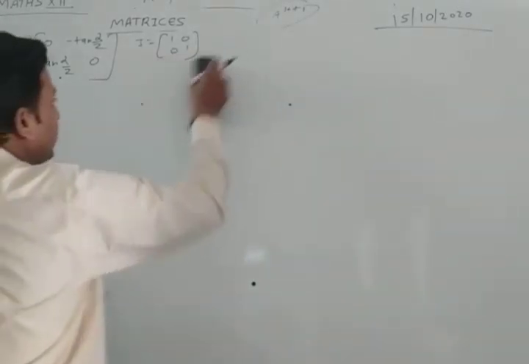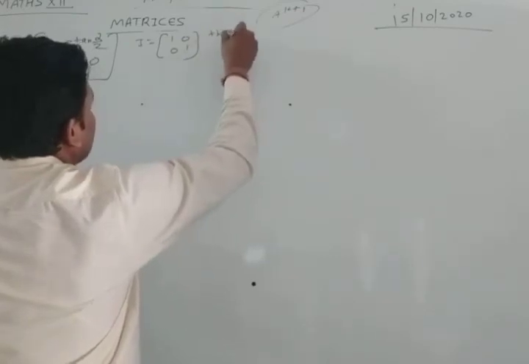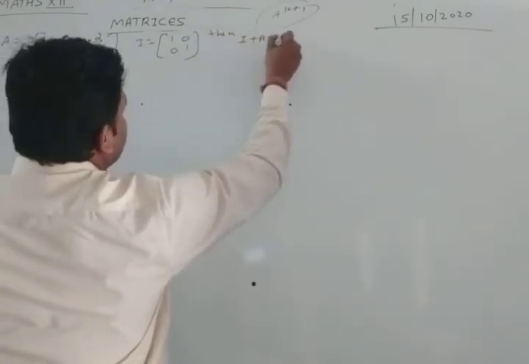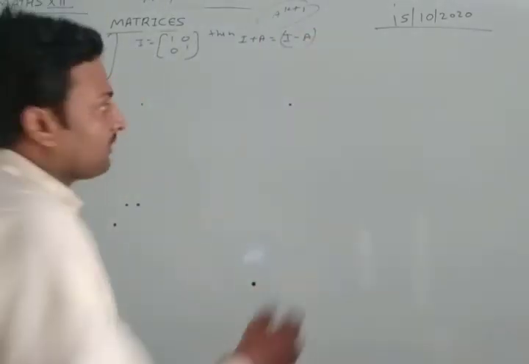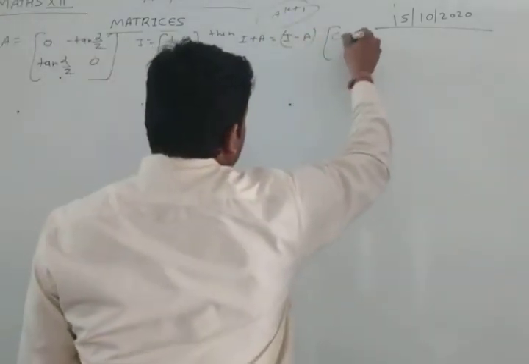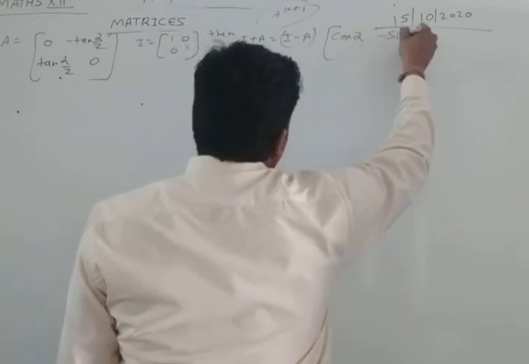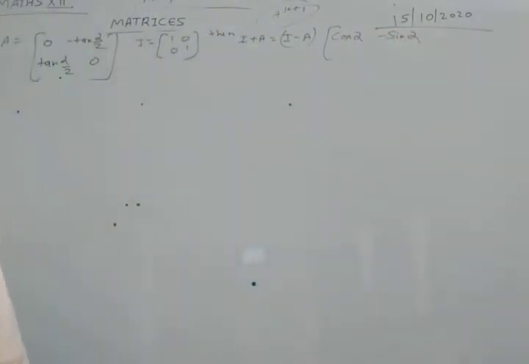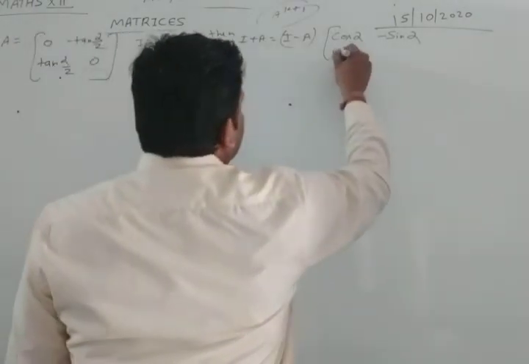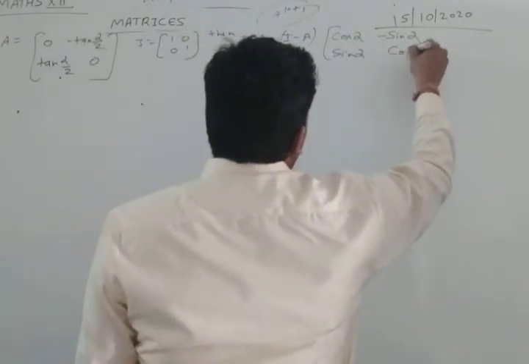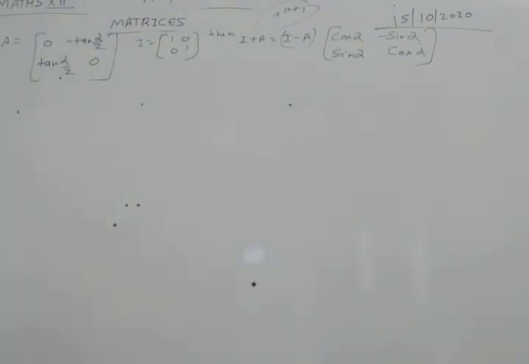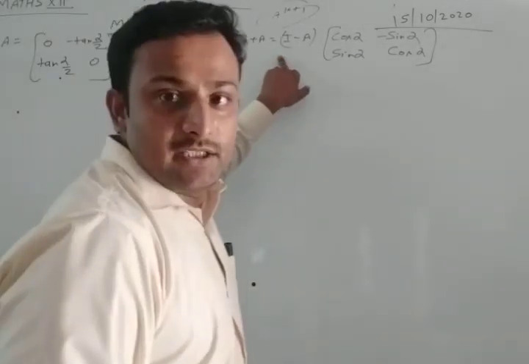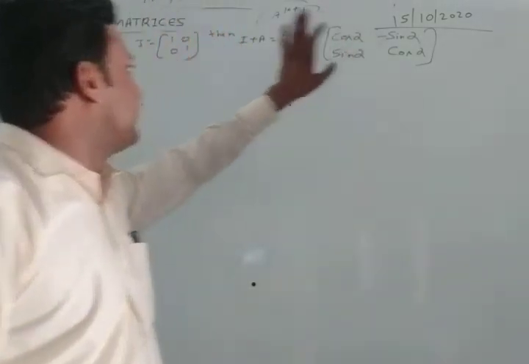Then we have to prove that I plus A is equal to I minus A times the matrix [cos alpha, minus sin alpha; sin alpha, cos alpha]. Okay, so let's start. First we have to remember A is equal to this, I is equal to this, then I plus A is equal to I minus A, and this we have to prove.